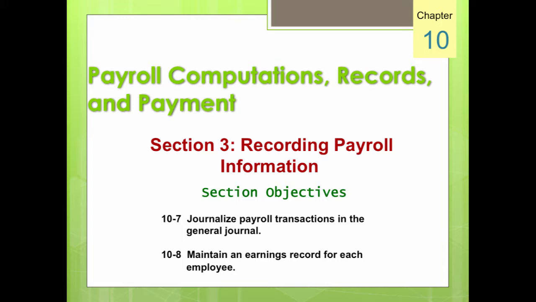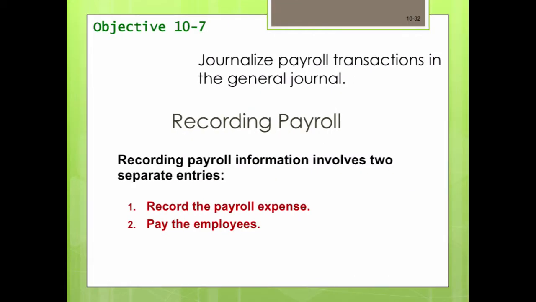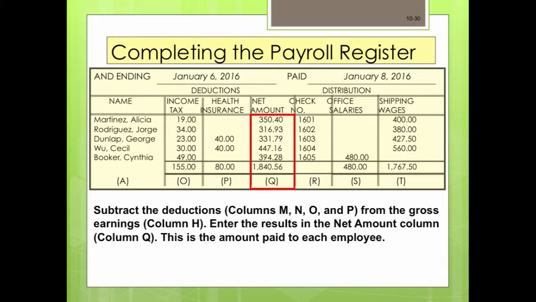Now let's go on to the third section of this chapter, which demonstrates how to record payroll information for the pay period. We're going to learn how to journalize the payroll transactions in the general journal. We will journalize the payroll and the withholdings in the general journal, although they could be journalized in the cash payments journal instead, but we will keep it at the general journal. We use the totals in the payroll register columns as the basis for our general journal entry to record the payroll. If you notice back here, we have the totals here.